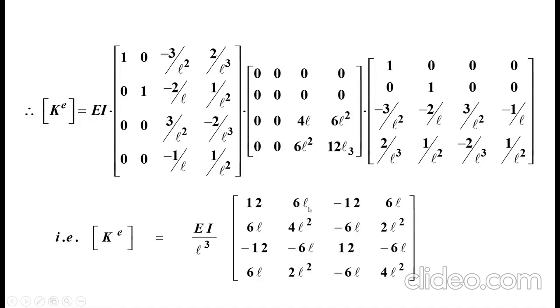For all these terms, the denominator will be L cubed, which is taken commonly outside. So the final matrix will be EI divided by L cubed into the particular matrix, where E is Young's modulus, I is the moment of inertia, and L is the length of the element. So this is the final stiffness matrix for a beam element.